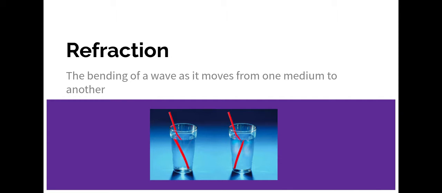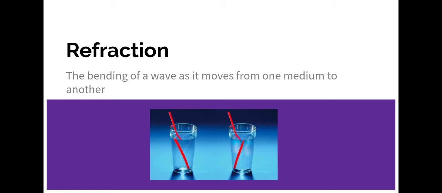Now, refraction is the second wave behavior, and this is the bending of a wave as it moves from one medium into another. What happens with mediums, remember, has to do with gas, liquid, solids. Those are different types of mediums. And remember that light travels faster in gas than liquid. Something to also know is that the speed of the waves changes as it passes from air to water.